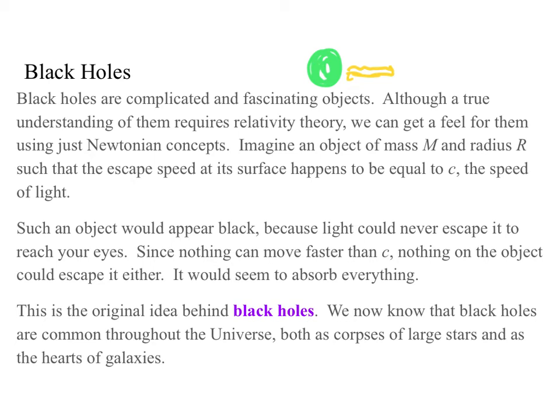We now know that black holes are common throughout the universe, both as corpses of large stars and at the hearts of galaxies, and maybe very small ones left over from near the Big Bang. They are not Newtonian objects, but it turns out that the calculations you do end up giving you the Newtonian result, which is kind of fascinating.